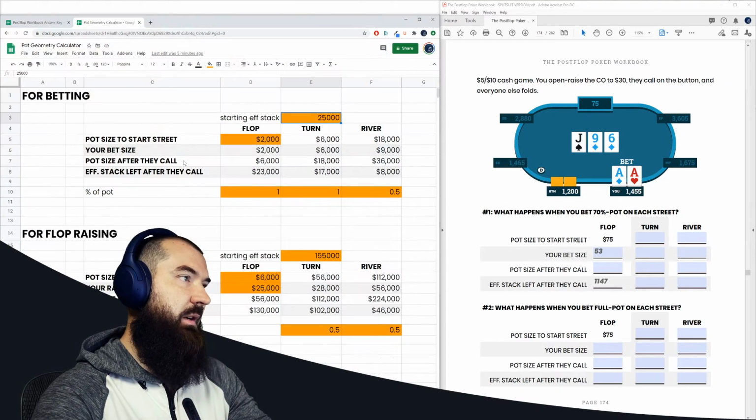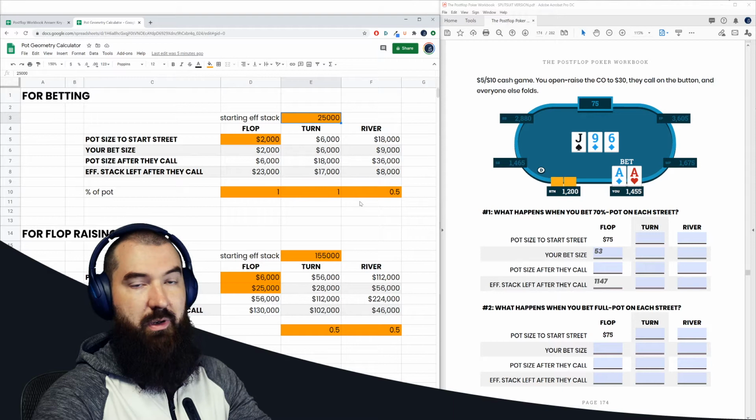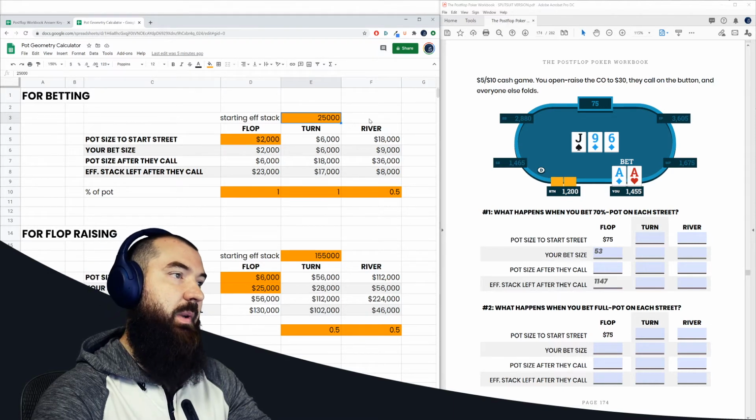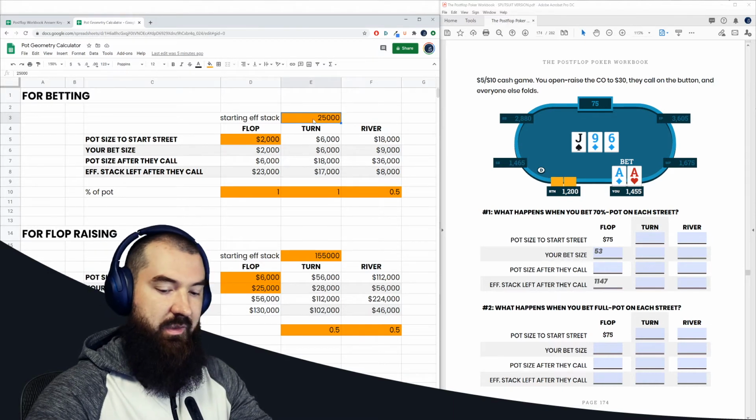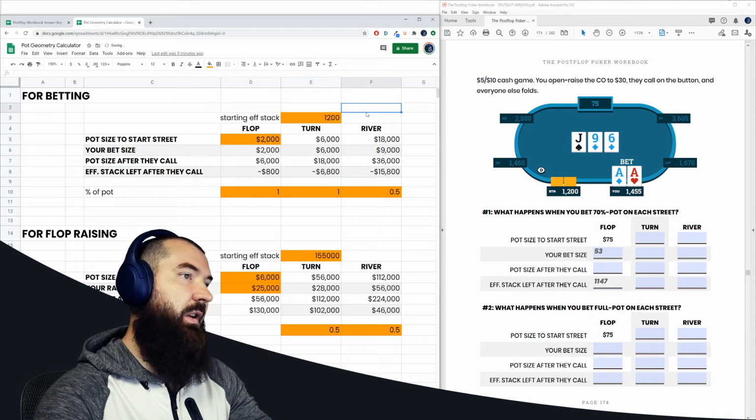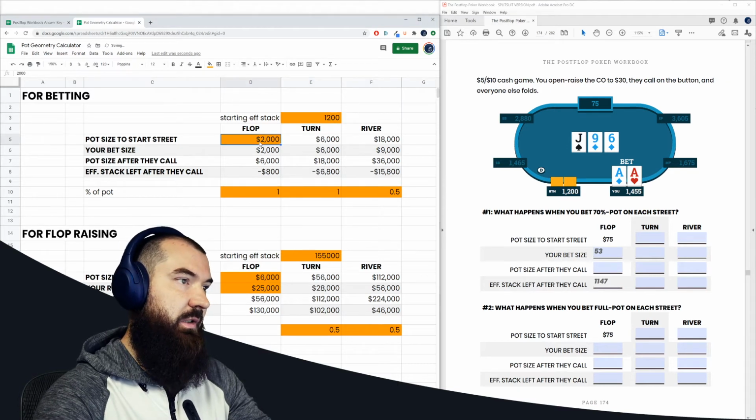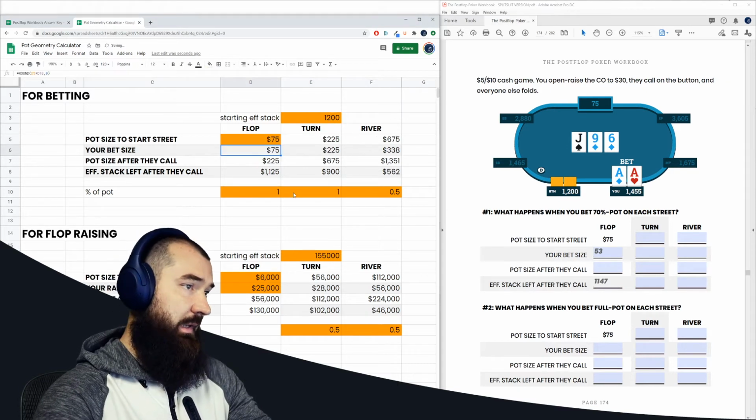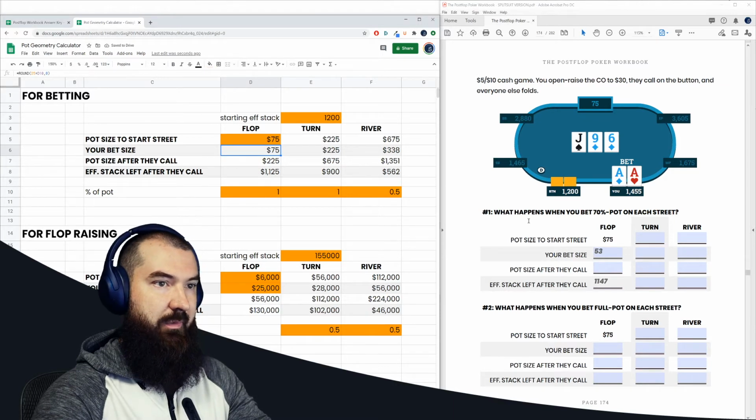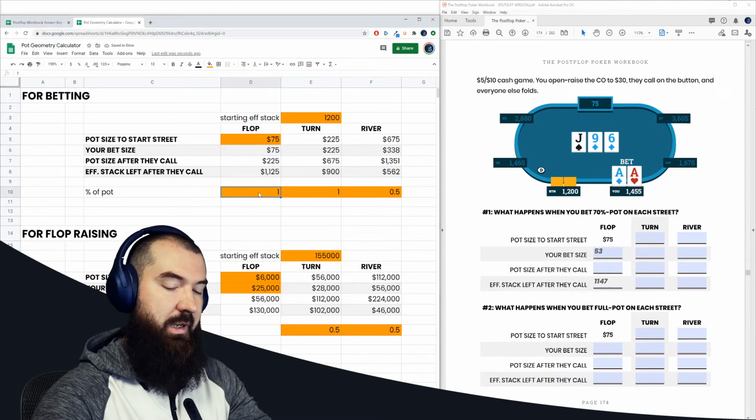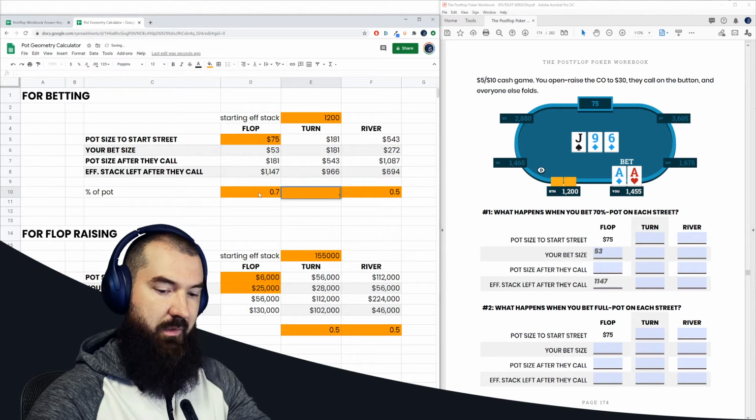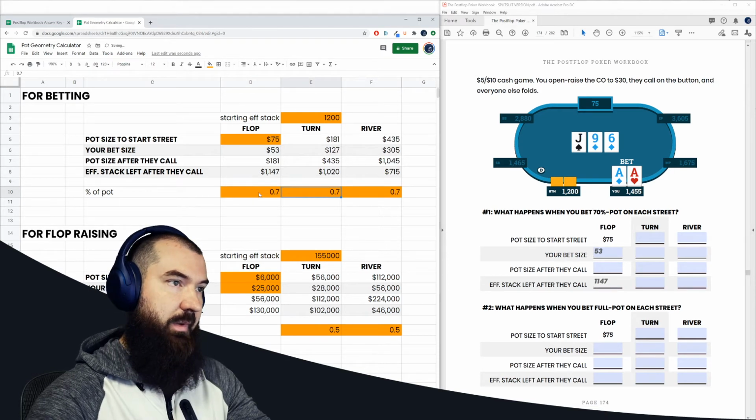And if we just pull out the automated tool, there's just a couple of different numbers that we have to modify in this situation. The starting effective stack, like we just talked about, is 1200. And pot size to start the street is $75. And we are implementing a 70% pot bet strategy on each street. So 0.7 on the flop, 0.7 on the turn, 0.7 on the river.